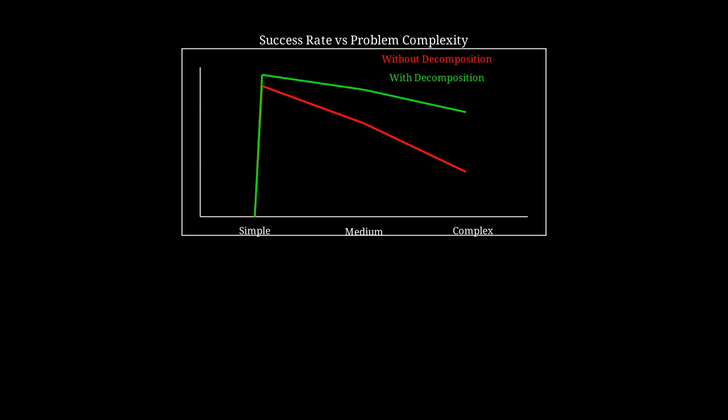I want to share empirical results from extensive testing. We tested this framework on 1,000 physics problems across mechanics, electricity, and thermodynamics. This graph shows success rate versus problem complexity. Red line is without decomposition, declining from 90% for simple problems to 35% for complex ones. Green line is with decomposition, declining from 95% to 78%. The gap widens as complexity increases.